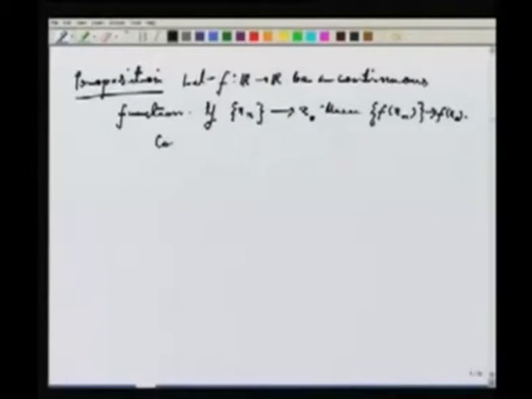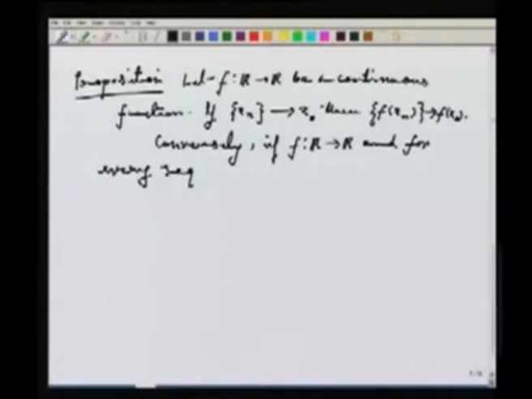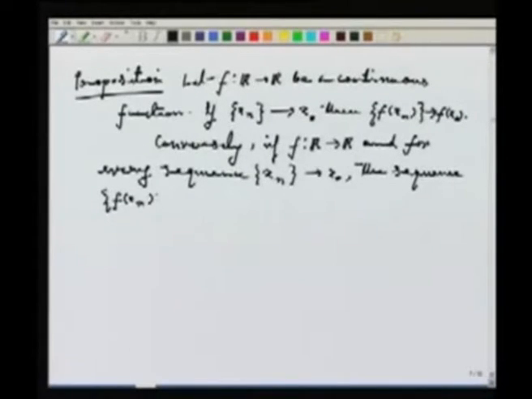Conversely, if f is a function from R to R and for every sequence xn converging to x naught, the sequence fxn converges to fx naught, then f is continuous at x naught.